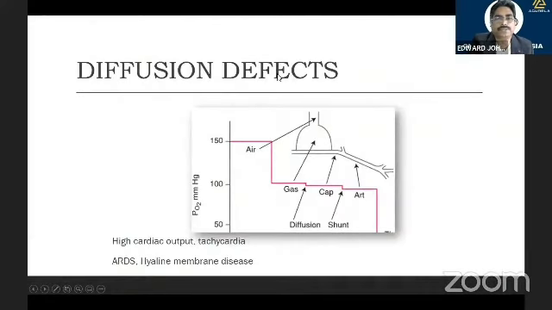So coming to the diffusion defect, now there is an alveolar capillary difference of the partial pressure. So this is due to the diffusion defect. It may be hyaline membrane disease or ARDS.